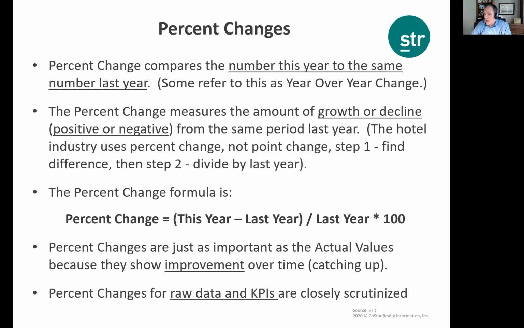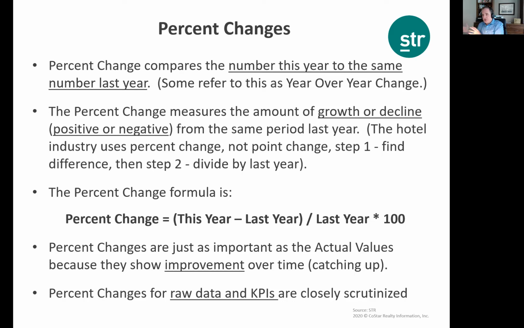Let's look at the formula below. It's a hard copy. It's in boldface. So percent change equals this year minus last year. Now, let's say it could be any metric. It could be occupancy. So it would be the occupancy this year minus the occupancy last year. Then what do we do? We divide it by the occupancy last year.